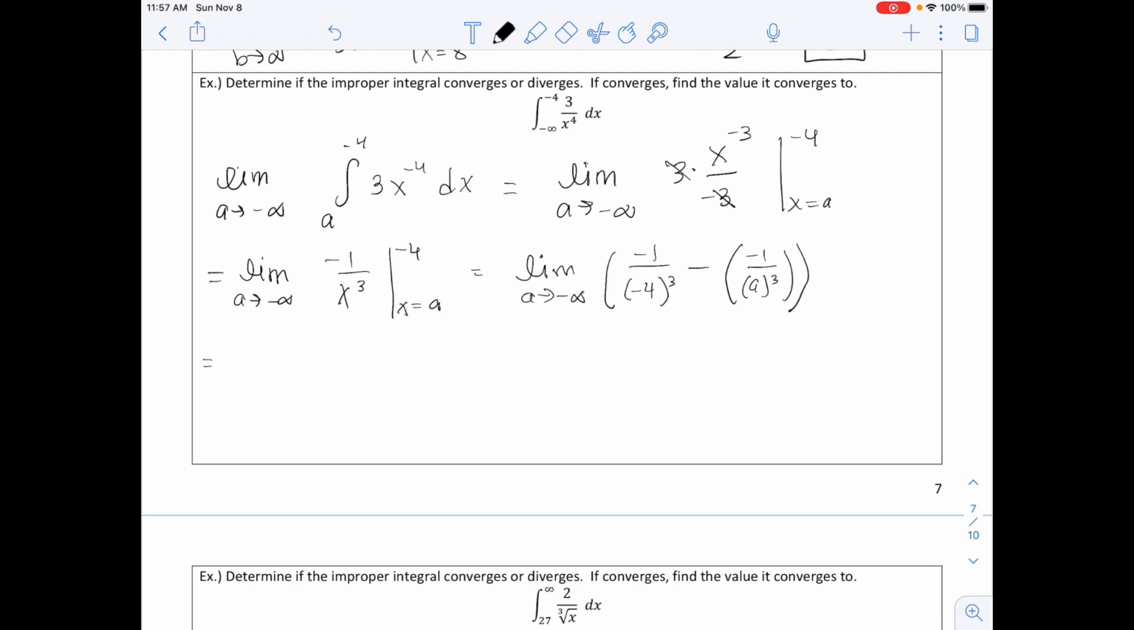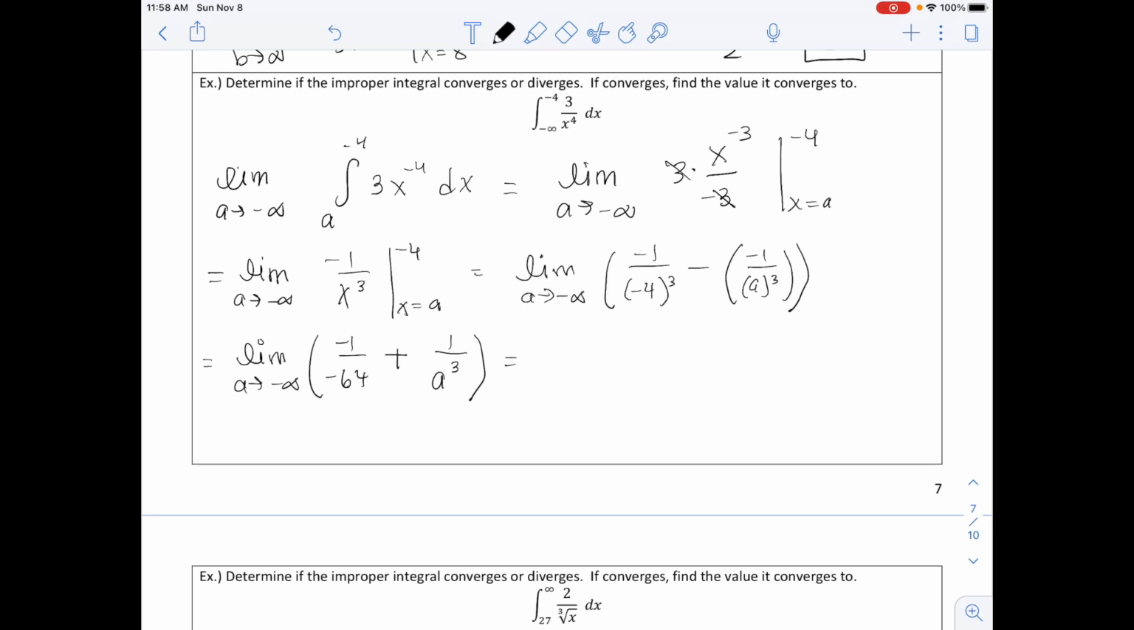From here, I'm going to simplify this a little bit, and again, remember that that limit does not change that constant value that we have. So for the first one, I have negative 1 over negative 64. Then it's going to be plus 1 over a to the 3rd.